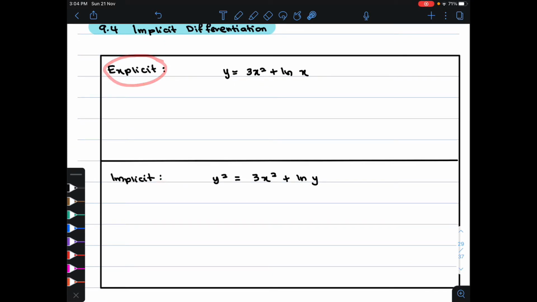For explicit, we have y equal to 3x squared plus ln x, and say that we want to differentiate this with respect to x. So we will differentiate each term. So we can write it like this. d over dx y is just dy over dx.